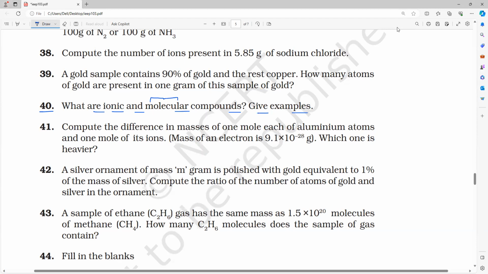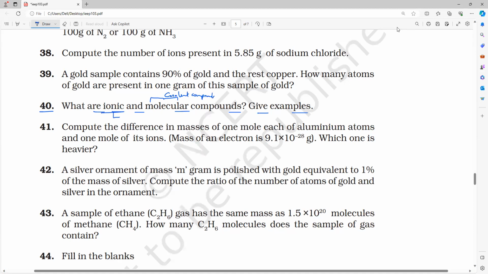Anybody can tell? Molecular compounds we can also call covalent compounds. Yes, covalent compounds. So first, let us start with the ionic compounds.